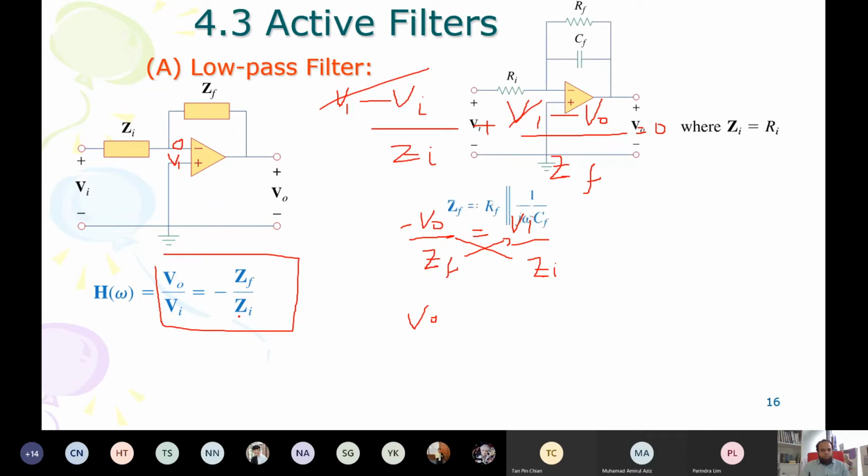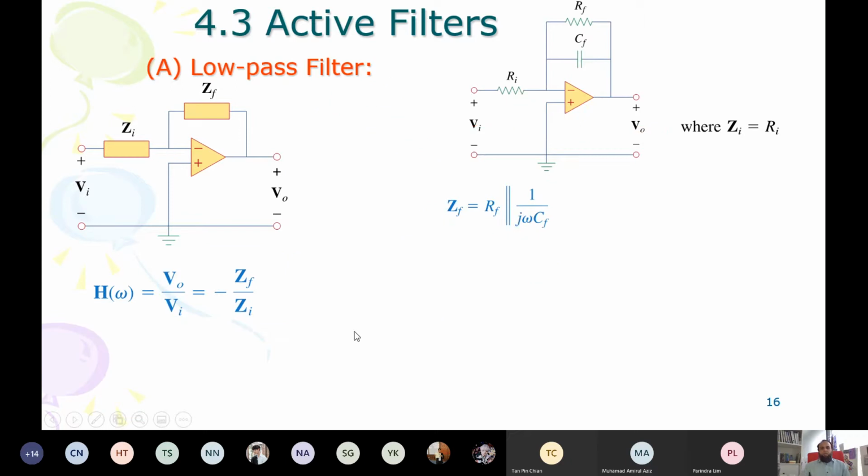Let me just take off all this scribbling. In this case, the same thing. We have this as ZF and this as ZI. ZI is in this case RI and ZF is the parallel combination of this. So we have ZF and ZI available. We just put them here to get the transfer function. So we get the transfer function like this, and we can confirm that if omega equals 0, this is 1, and just remaining is minus Rf upon Ri.